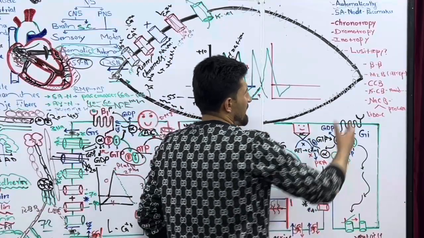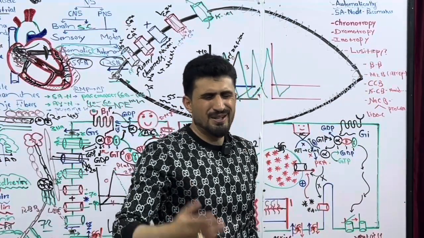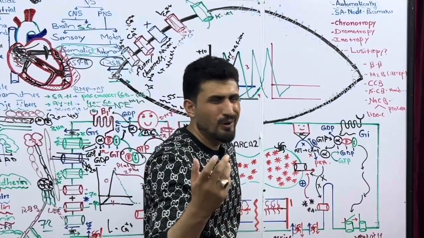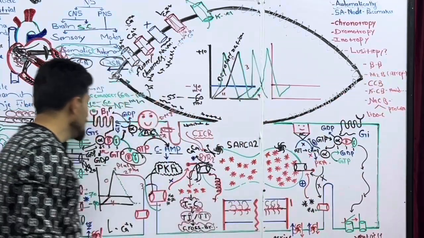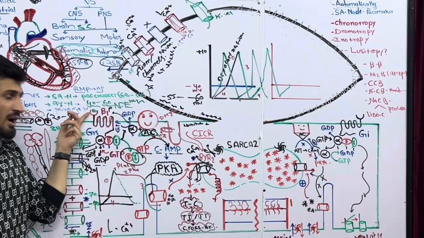Now, clinically we have a lot of drugs, for example beta blockers: atenolol, propranolol, carvedilol, all of them are called beta blockers. And you use a beta blocker here to block these beta receptors.